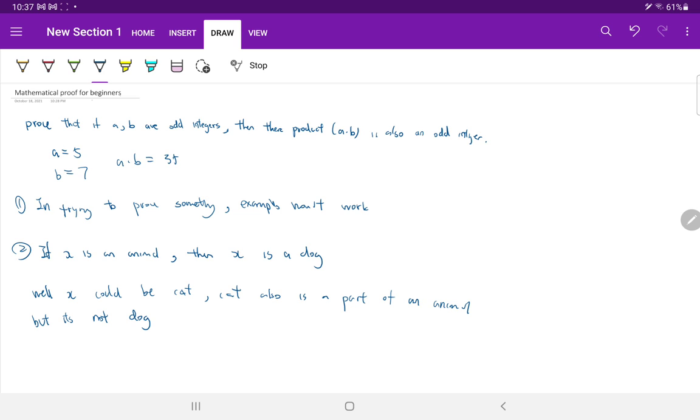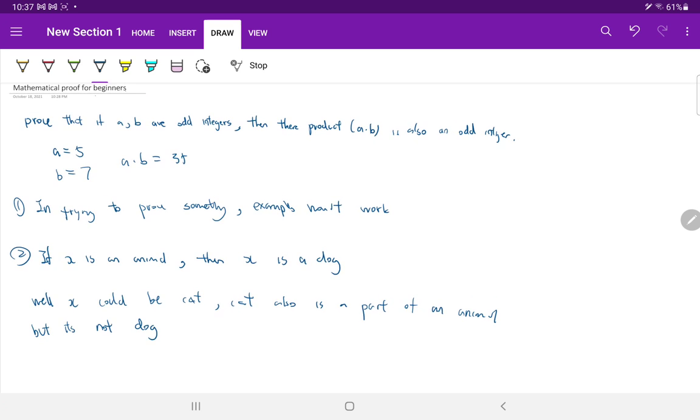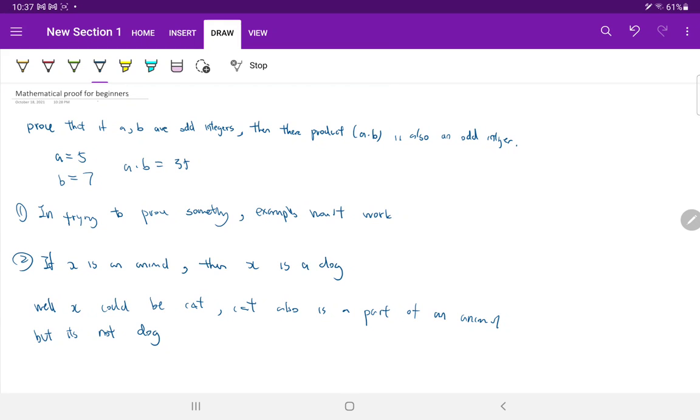In later videos, I will introduce methods of how you actually prove something algebraically. There are different methods: there's contradiction, there's direct proof, there's proof by induction. But I'll talk about those in later videos.